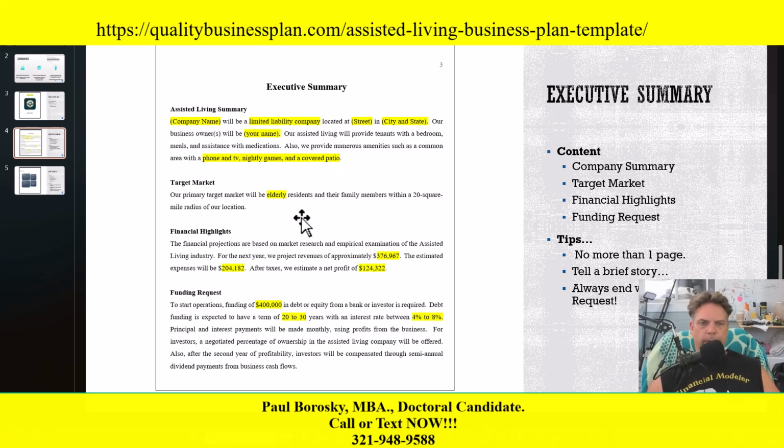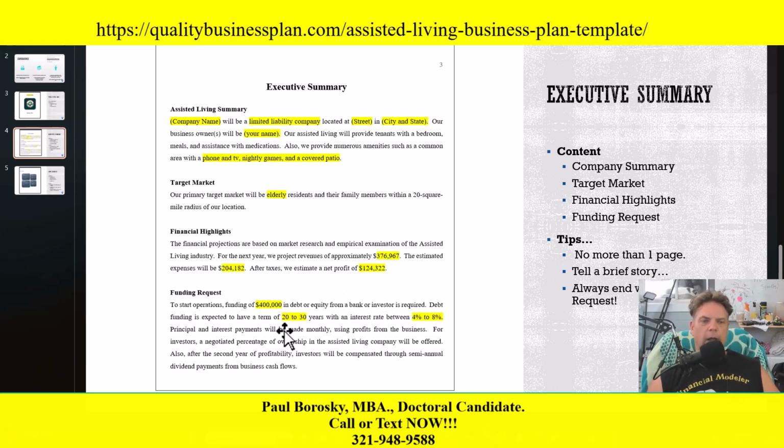The next segment is going to be your target market. You want to let the reader know who is going to be your audience. Who are you providing these services to? And then once you convey what you're going to do and how you're going to do it and where you're going to do it and who you're going to be targeting, you want to let the reader know how much money you're going to be making the first year, as well as what your expenses and your profits are going to be for the first year. So you want to give them some financial highlights.